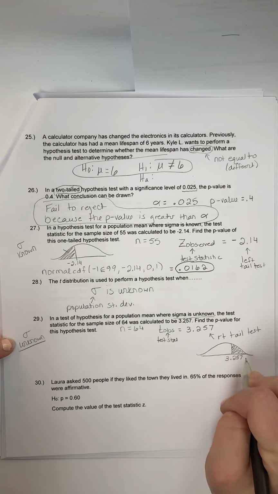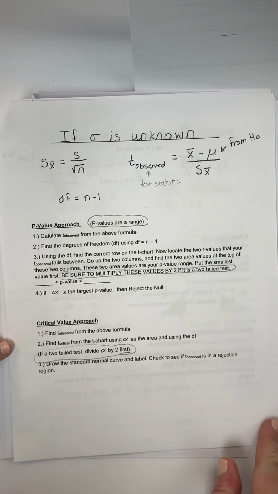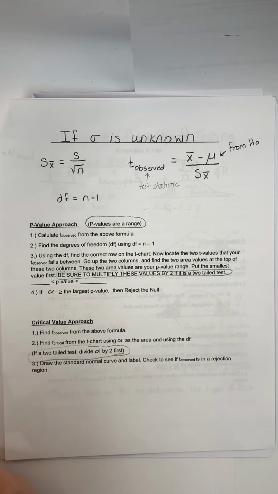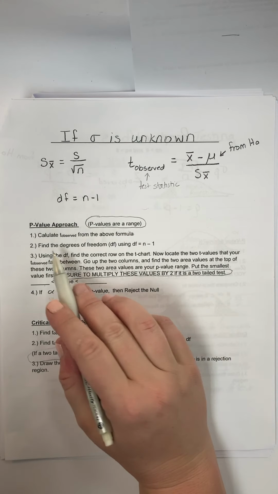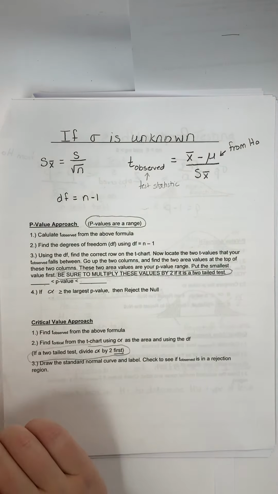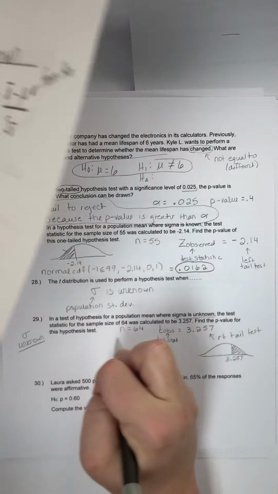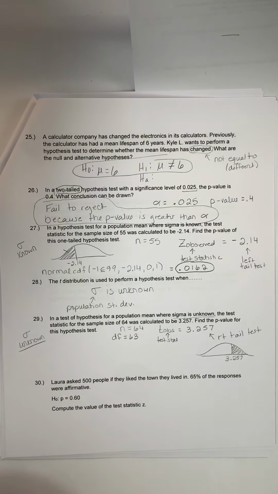Except that it's not going to help you a whole lot because you're going to have to go to the t-chart. You cannot use normal CDF on sigma unknown. You only use normal CDF when sigma is known and with proportions. So, p-value approach. We already know T observed. Check. Oh, find degrees of freedom. Okay, we need that. If n is 64, my degrees of freedom are 63.